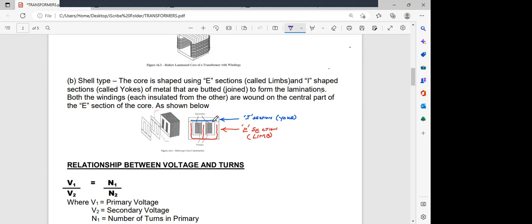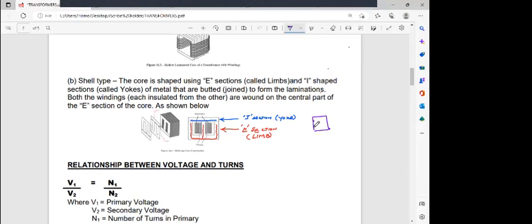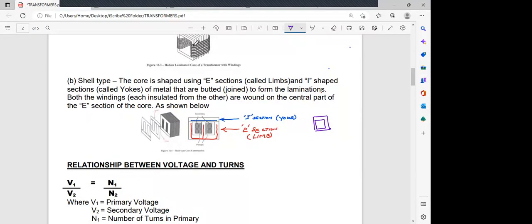So your hollow type just consists of a particular square shape or oblong shape, whatever it is, all sliced up, insulated from each other and put together to look like this. When it's compressed, it's going to look like a solid block.